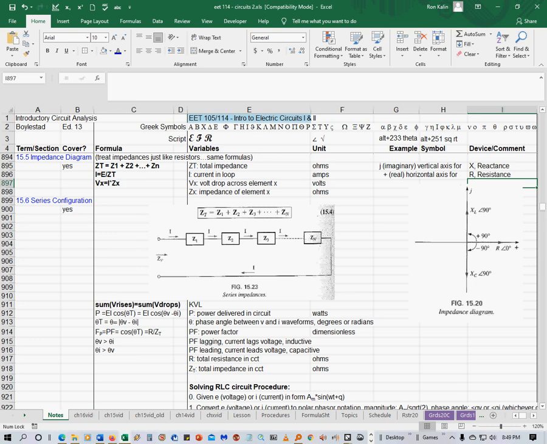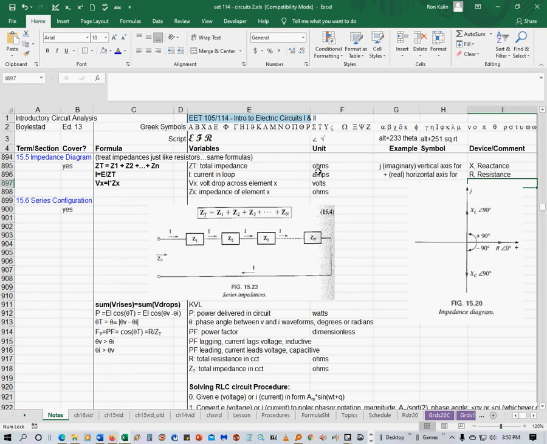Okay, ET 114, Chapter 15, continued with the notes. Section 5 is the impedance diagram. So, for impedances in series, we treat the impedances just like resistors. Same formulas. To get the total impedance, you just add the impedances together. Okay, and that would be in ohms, the impedance.